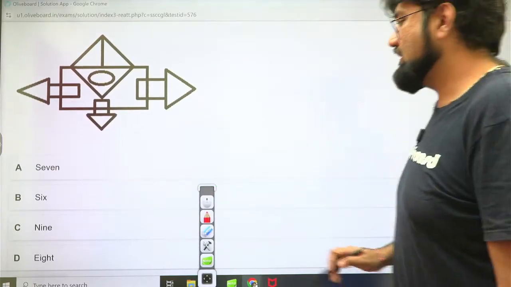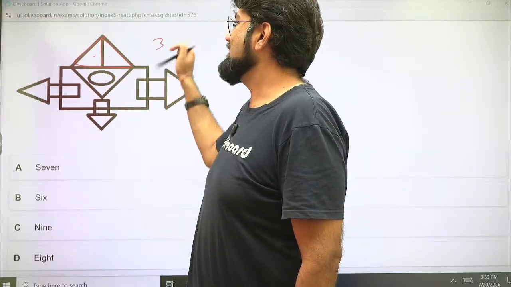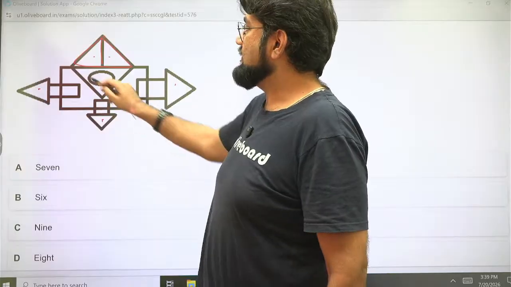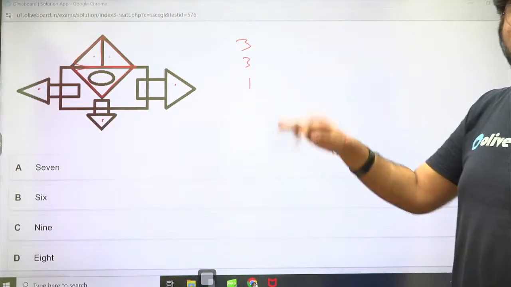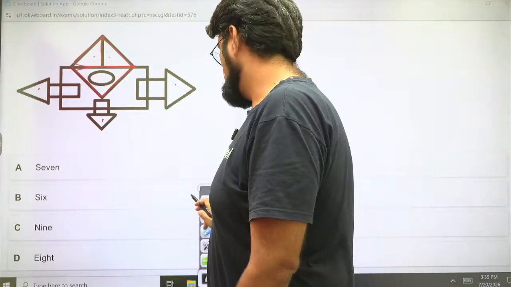How many triangles are there in the given figure? 2 parts, 3 triangles. 1, 2, 3, 3 more triangles. And this one triangle downwards. Apart from that, if you observe the whole figure, you will not be able to find any other combo triangle. So 3 plus 3, 6 plus 1, 7.